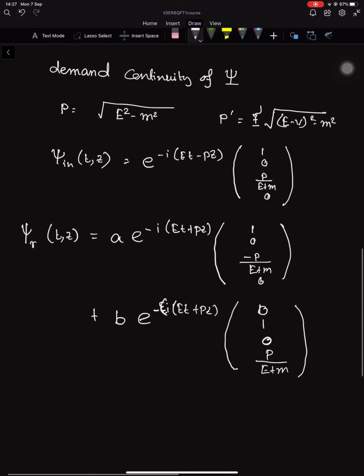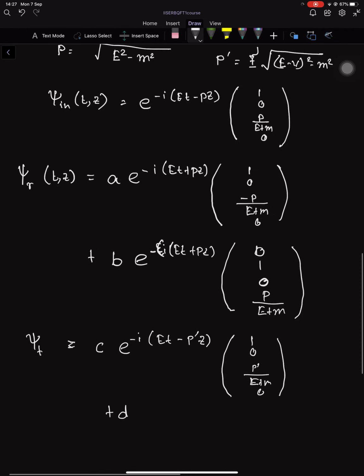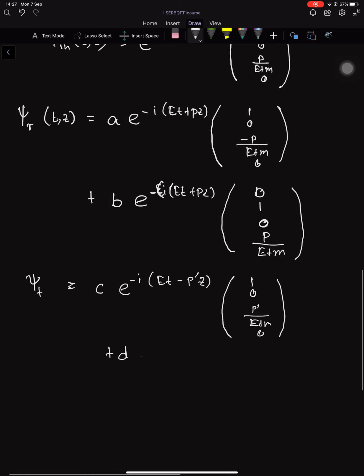In the same way we can also write the transmitted wave function. It will have a similar expression, where P will be replaced by minus P prime, because it's traveling along the positive z axis, with coefficients c times exponential of i(Et minus P prime z) times 1, 0, P prime over E plus M, 0, and d times the other part. Okay, I'm not writing it all out; let me just complete it.